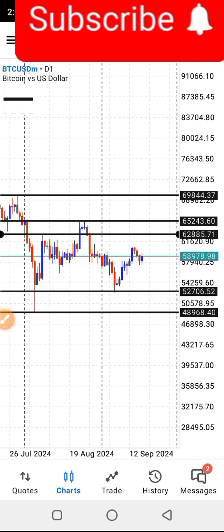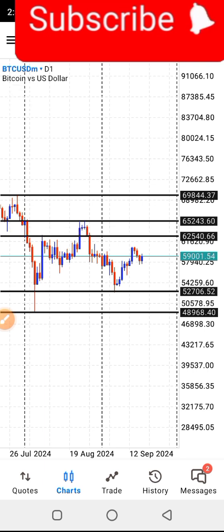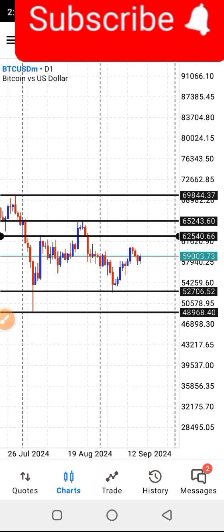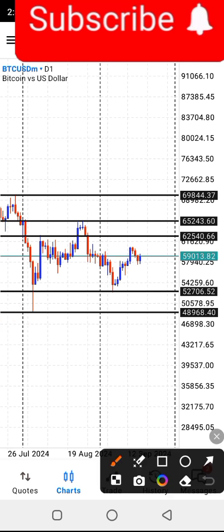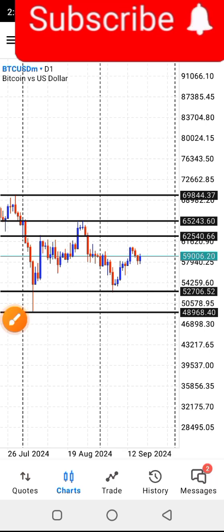Right here, look at this. It is also a resistance level because price reacted from there. Okay, this is the level I'm talking about. Price was pushed down from that level, so I'm going to be marking it out as a resistance level.